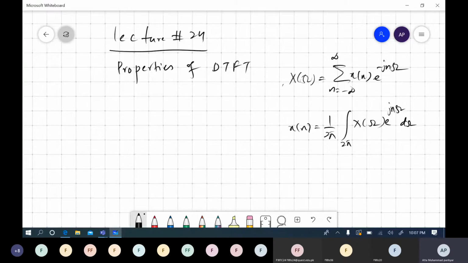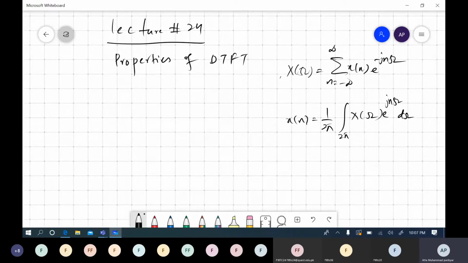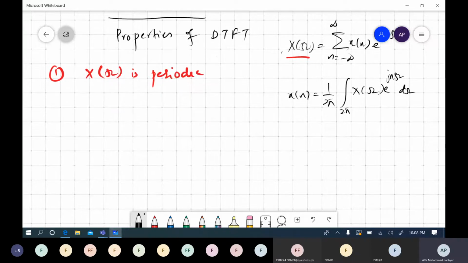Okay, so let's start with the properties. The first property is that the spectrum computed is always periodic, right? So x of omega is periodic, right? We proved it in the last class, but let's see again.